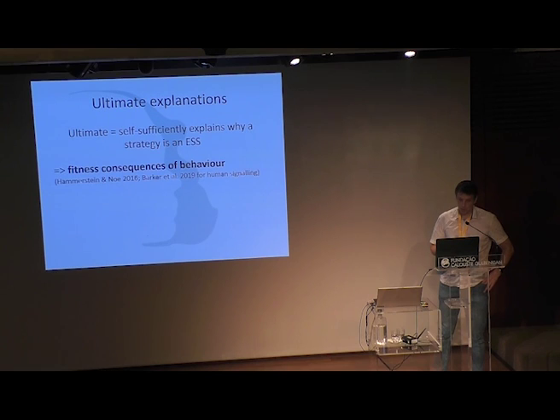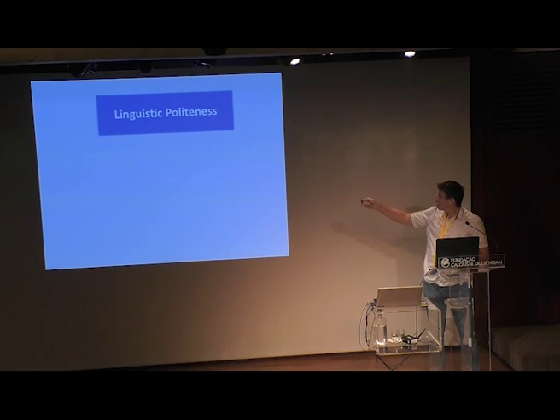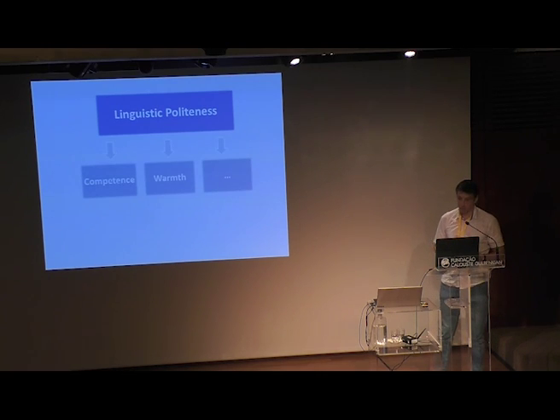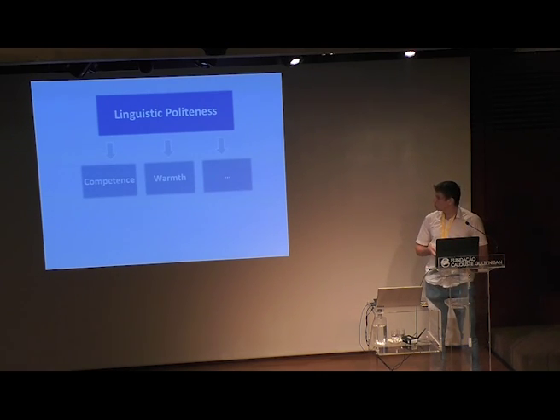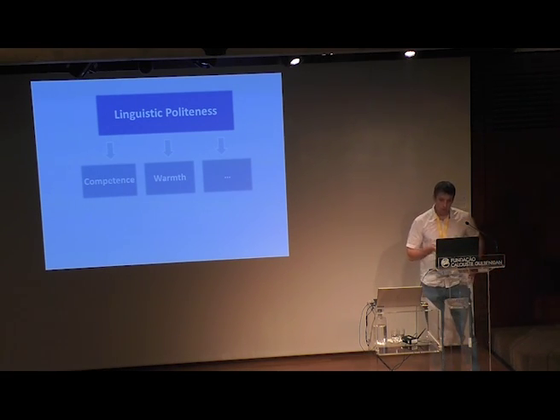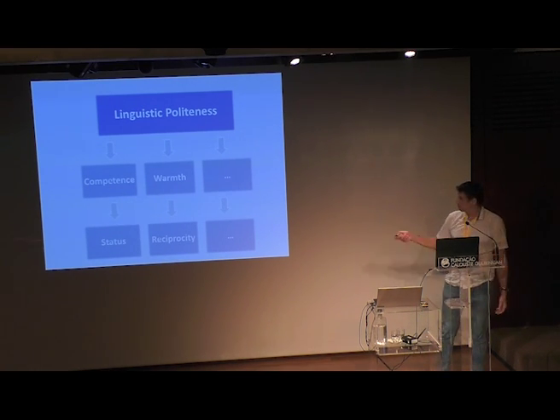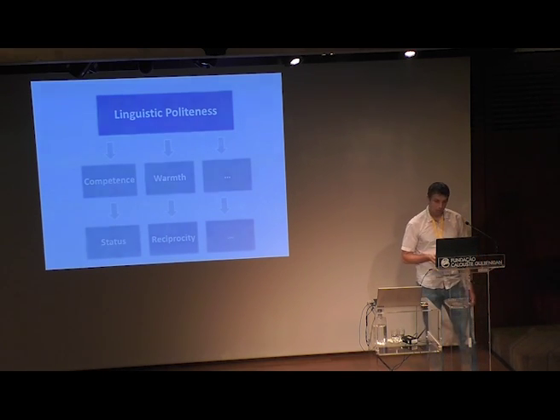So this is the fitness consequences of behavior approach. To restate the program now, we want to start with more instances of linguistic politeness phenomena, and in the first step, try to explain some of them, maybe statistically, maybe not reduce, to social currencies such as competence, warmth, and maybe other currencies. But in the second step, reduce them to more proximate currencies, such as perhaps status, reciprocity, and maybe others, right?